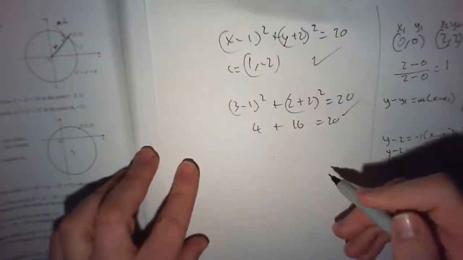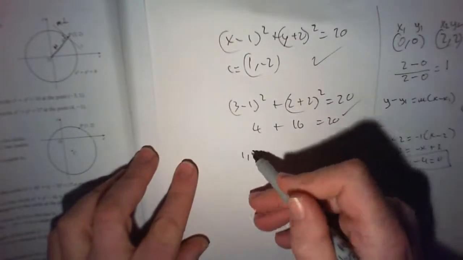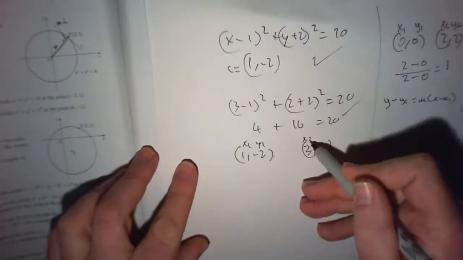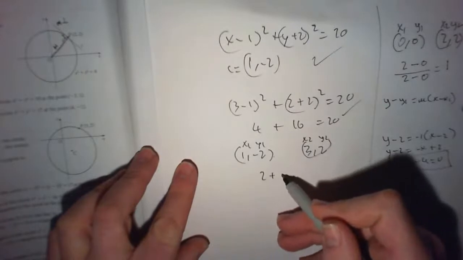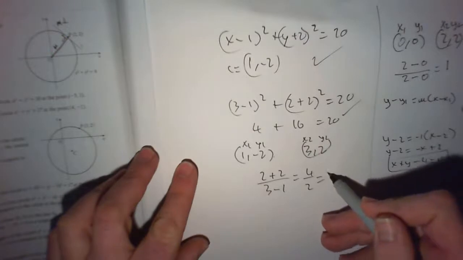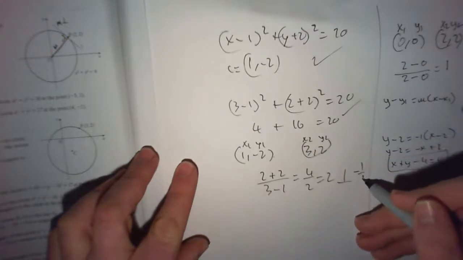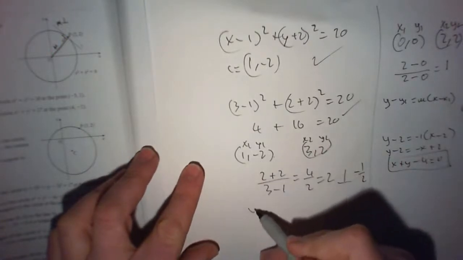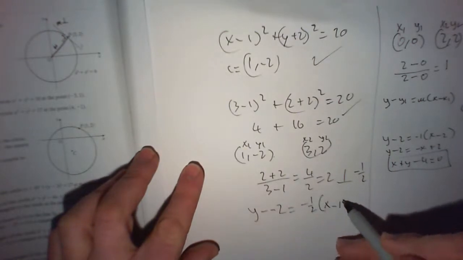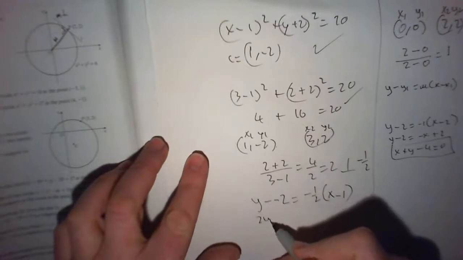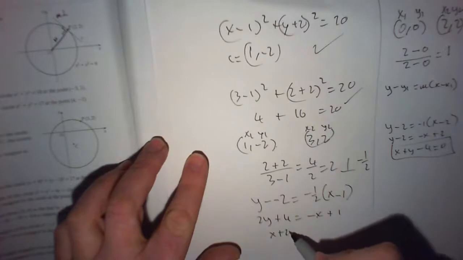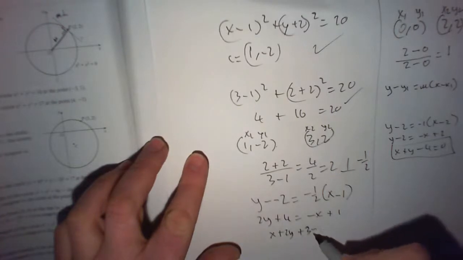Third bit, find the tangent. So we have a center, 1 and minus 2. We have a point, 3 and 2. Let's get the slope. y2 minus y1 over x2 minus x1. 4 over 2, which is 2, which means the perpendicular slope is minus a half. Let's park that. We're going to use that with that point. y minus y1 is equal to m on x minus x1. Bottom left, top right. 2y plus 4 is equal to minus x plus 1. x plus 2y plus 3 equals 0.